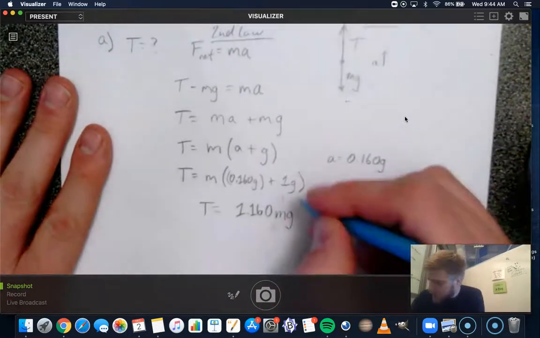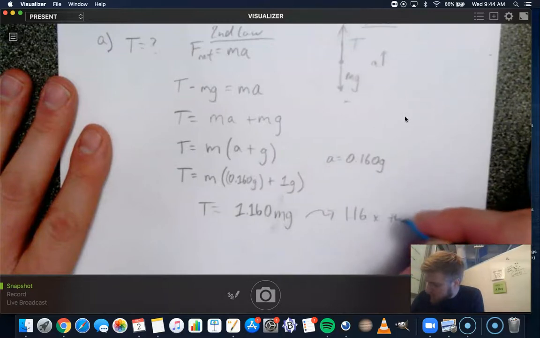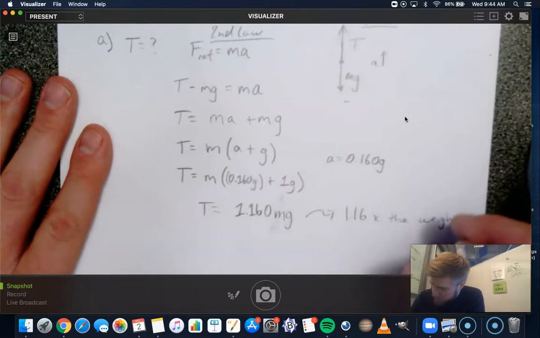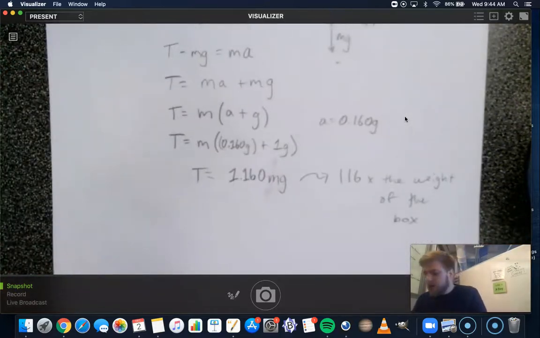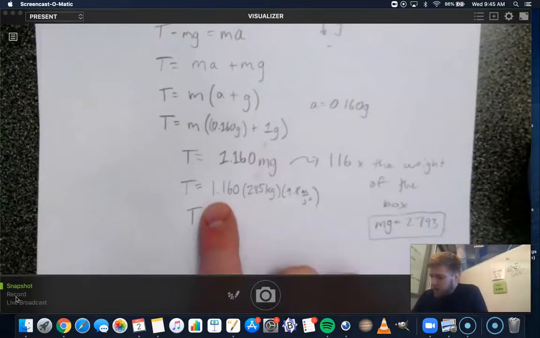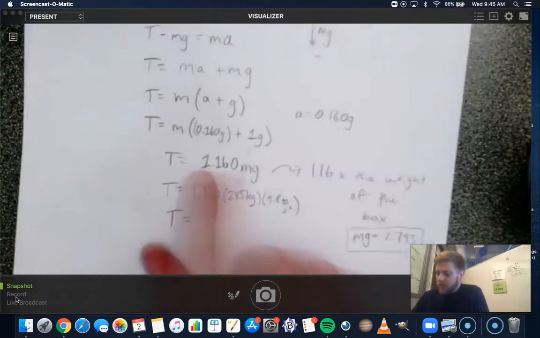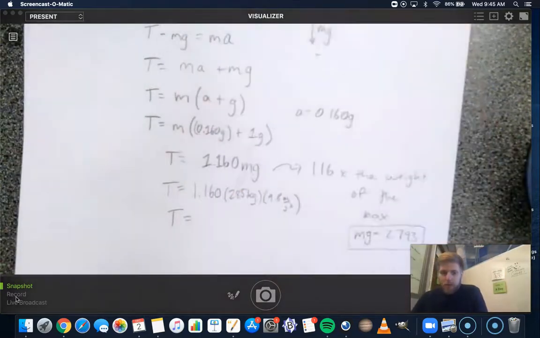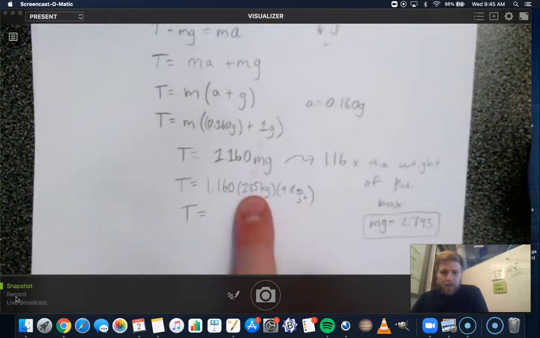So for context, we're going to put that off to the side. So 1.16 times the weight of the box, which makes sense. This string is under tension in sort of the same way that a fishing line would be under tension if you were pulling on it. So I am going to plug my numbers in. This is one of the advantages to just using symbols until the very last moment. I don't have to plug in a bunch of information. I'm just plugging in the mass and the acceleration due to gravity, mg.